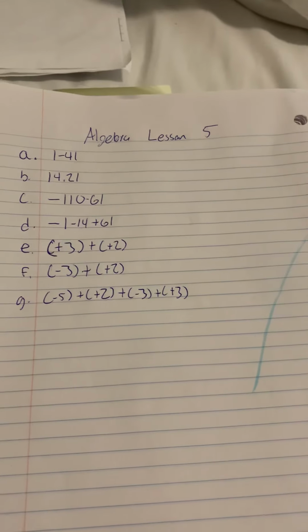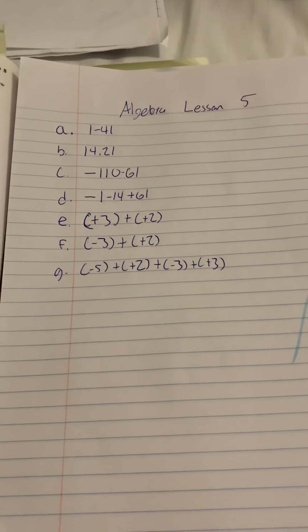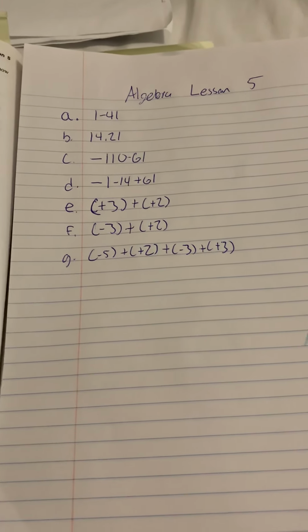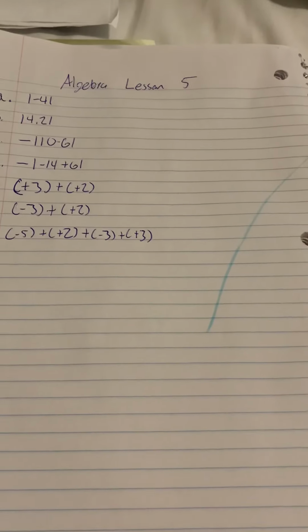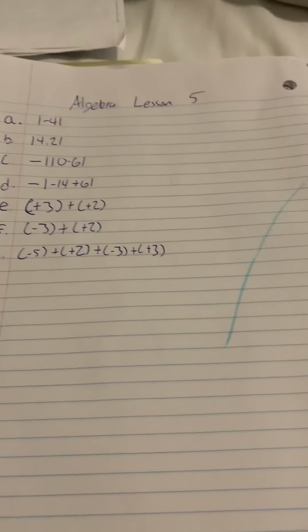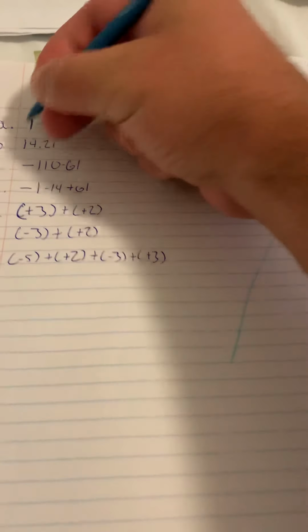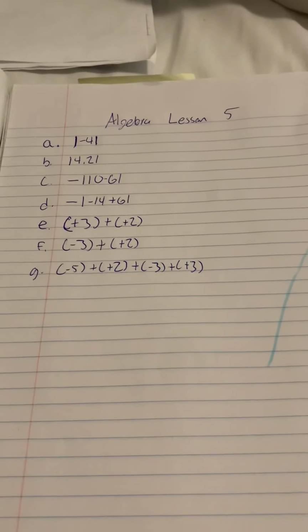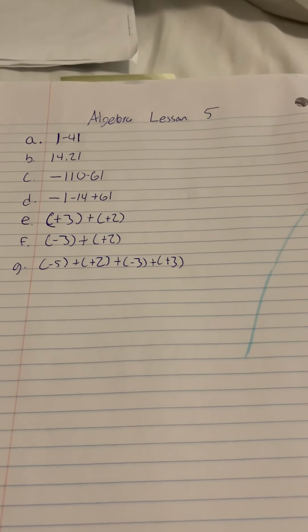All right, Algebra Lesson 5. We're adding signed numbers, just meaning some combination of positive and negative numbers, and talking about absolute value, which is distance from zero. Okay, that's the definition of absolute value, distance from zero. And the straight vertical parentheses, that means absolute value. So let's just go through the practice problems here, should be pretty quick.